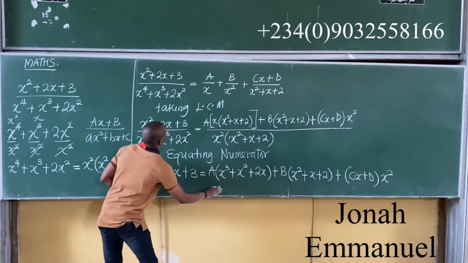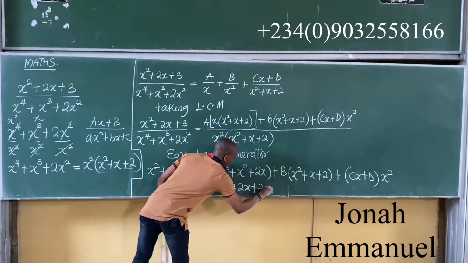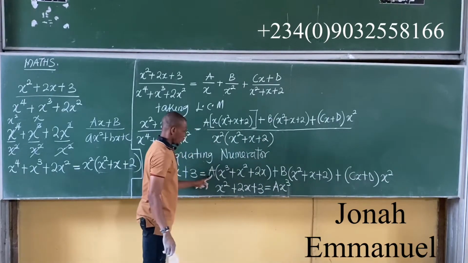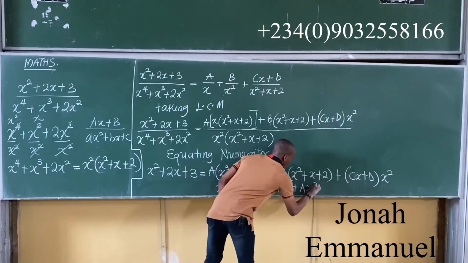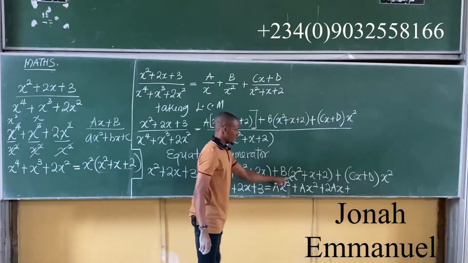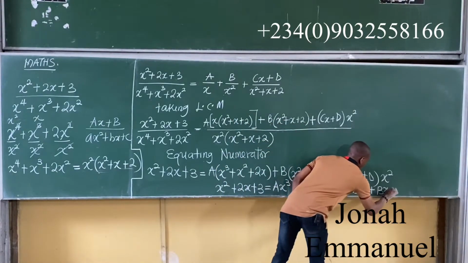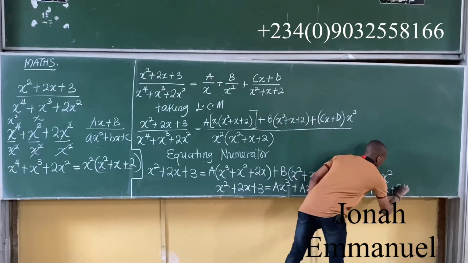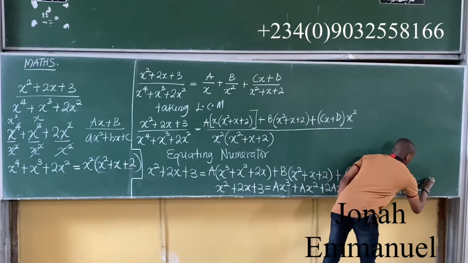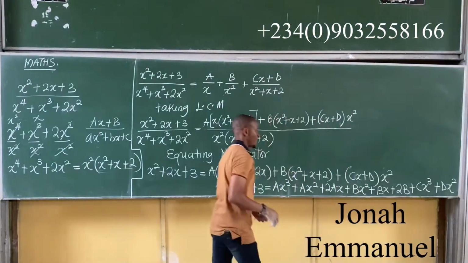If I expand this, it gives you x squared plus 2x plus 3 is equal to, expand this one here: a times x cubed is ax cubed, a times x squared gives you ax squared, a times 2x, 2ax, b times x squared, bx squared, b times x, bx, b times 2, 2b, plus cx times x squared, cx cubed, plus d times x squared, dx squared. So this becomes my result on expansion.